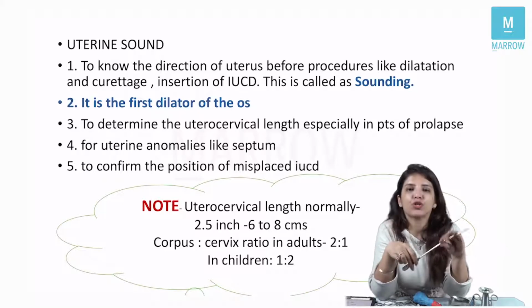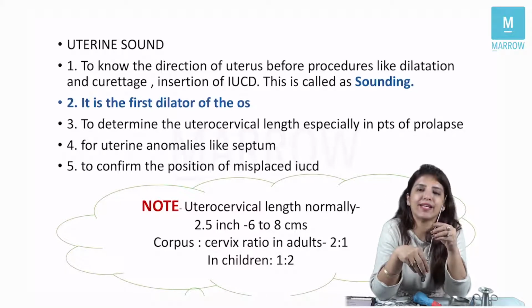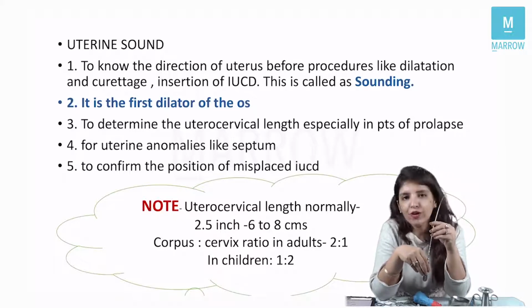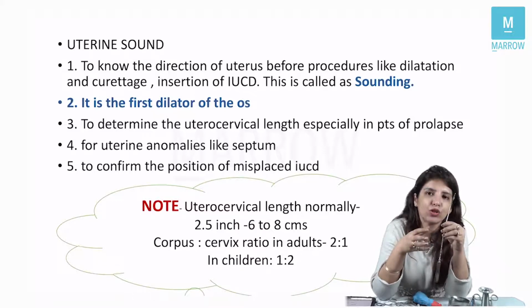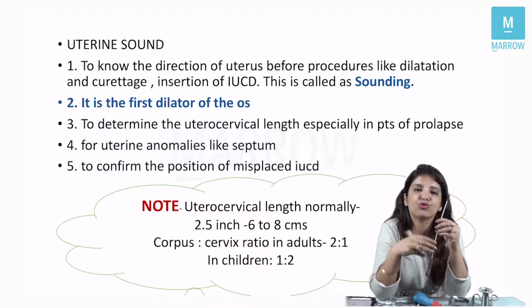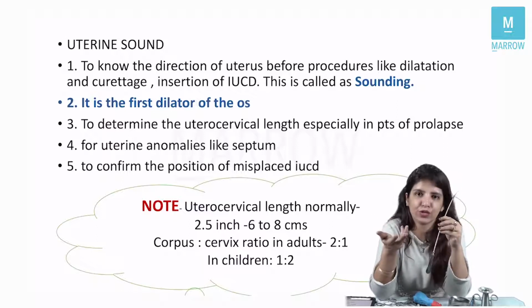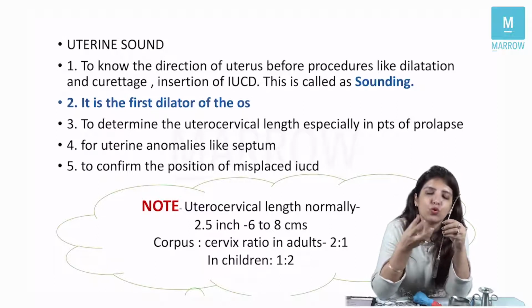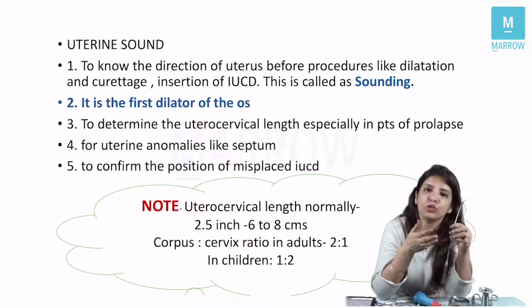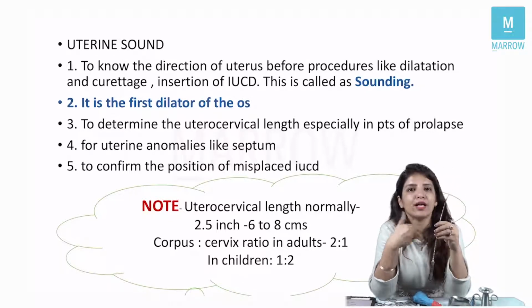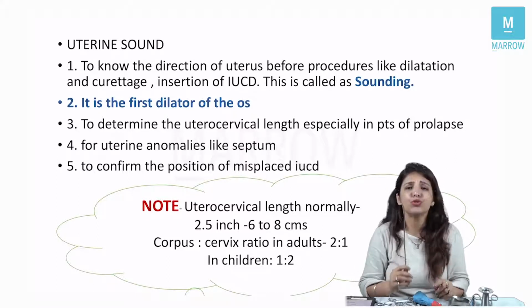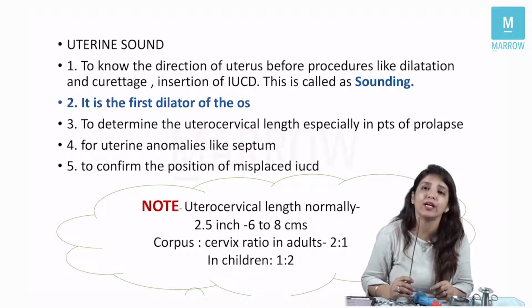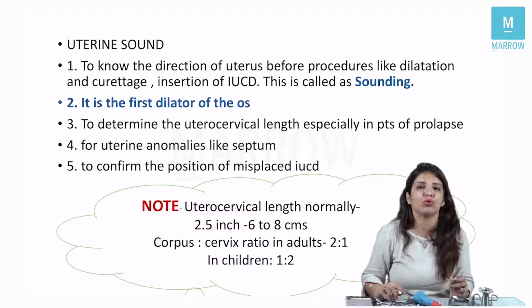Now, apart from this, a uterine sound can help you to locate a misplaced IUCD. If an IUCD is misplaced and you want to see whether it is inside the uterus or outside the uterus, you put a uterine sound and then you get an X-ray done. If the IUCD is close to the uterine sound, it is within the uterus. If it is far, then it is outside the uterus. Apart from that, a uterine sound can help you to detect uterine anomalies like a septa inside the uterus, right? So these were the uses of a uterine sound.